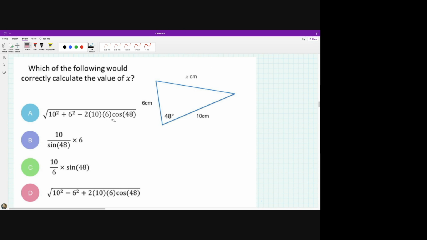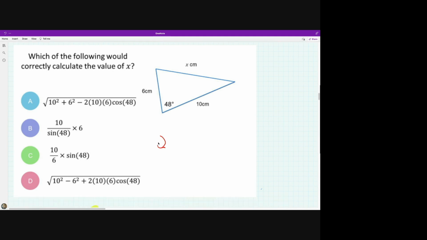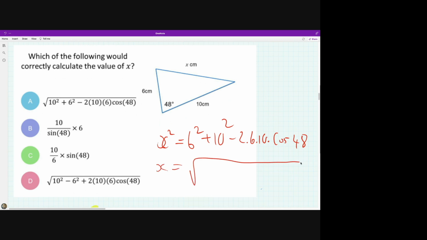Okay, so we need x squared is equal to 6 squared plus 10 squared minus 2 times the cos of the angle in between. Is there anything that looks like that? Well, no, but I have to square root, obviously. So I get the square root of all of this stuff. And it cannot be those two. What gives this one away is the plus. There shouldn't be a plus. So the correct answer is A.